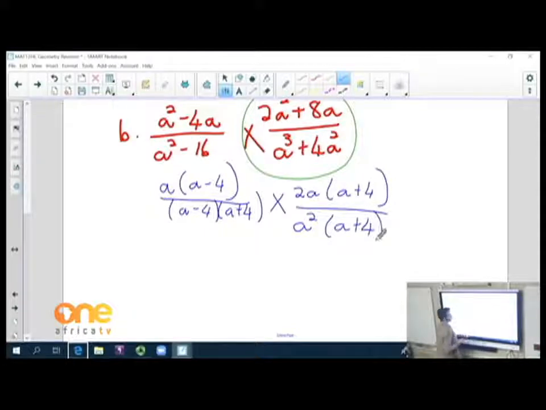So first factorize, and now we can cancel. So the a plus 4 and the a plus 4 can cancel. This a and 1a here can cancel, that a and the other one can cancel. This a minus 4 and that one can cancel, so we have 2 over a plus 4.